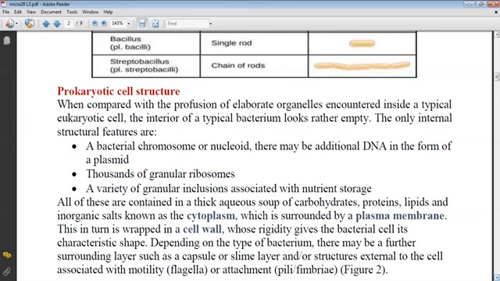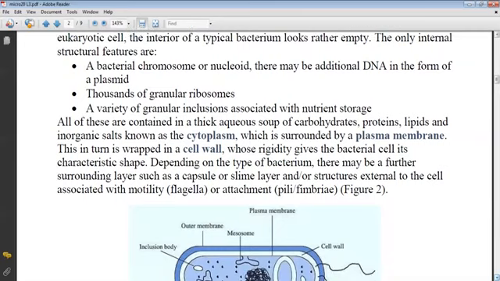Thousands of granular ribosomes are scattered in the cytoplasm. A variety of granular inclusions are associated with nutrient storage. All of these are contained in a thick aqueous soup of carbohydrates, proteins, lipids and inorganic salts known as the cytoplasm, which is surrounded by a plasma membrane.